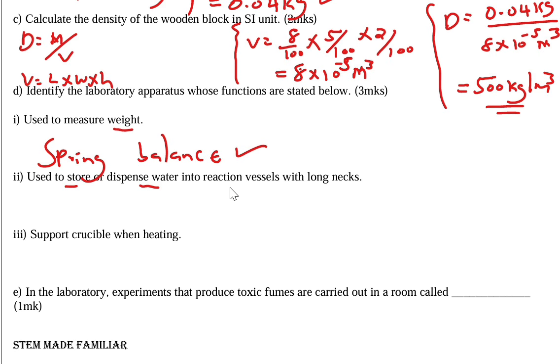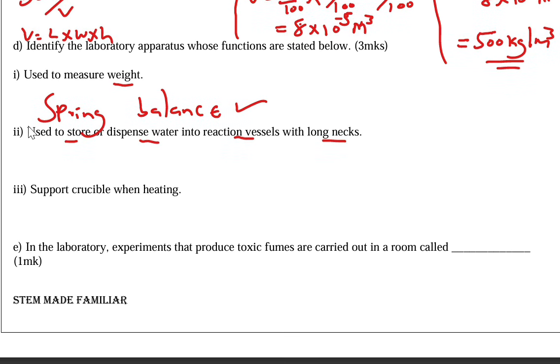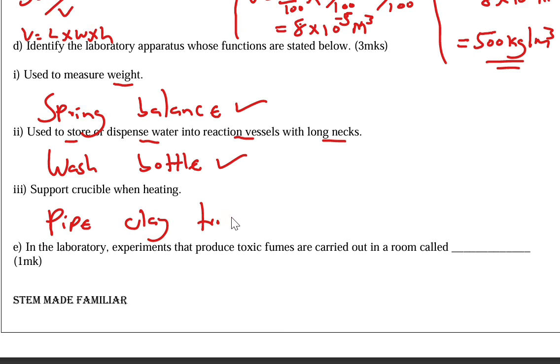It can store water or dispense water into reaction vessels with long necks. That one, you know, it is a wash bottle. So here the answer is the wash bottle. What about support crucible when heating? You can use what you call a pipe clay triangle, or you can even use a tripod stand with a wire gauze. Those are the apparatus that can be used to support a crucible when heating.